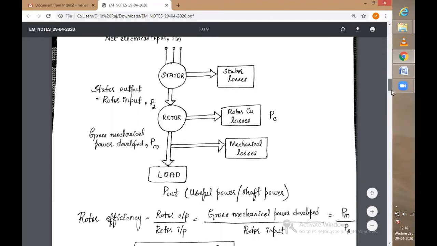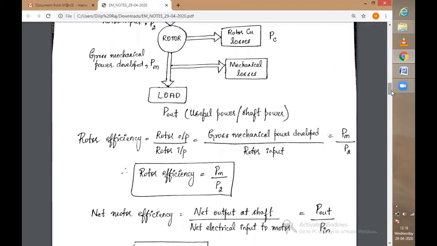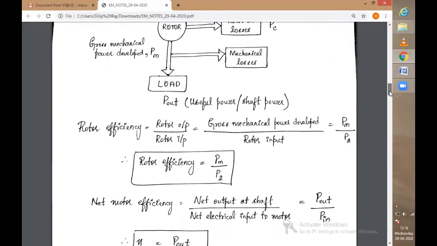If we want to know only the rotor efficiency, we know the general formula for efficiency is output by input. So the rotor output is PM, that is nothing but the gross mechanical power developed, whereas the rotor input is the stator output, that is P2. If we take the ratio of PM and P2, what we get will be the rotor efficiency.